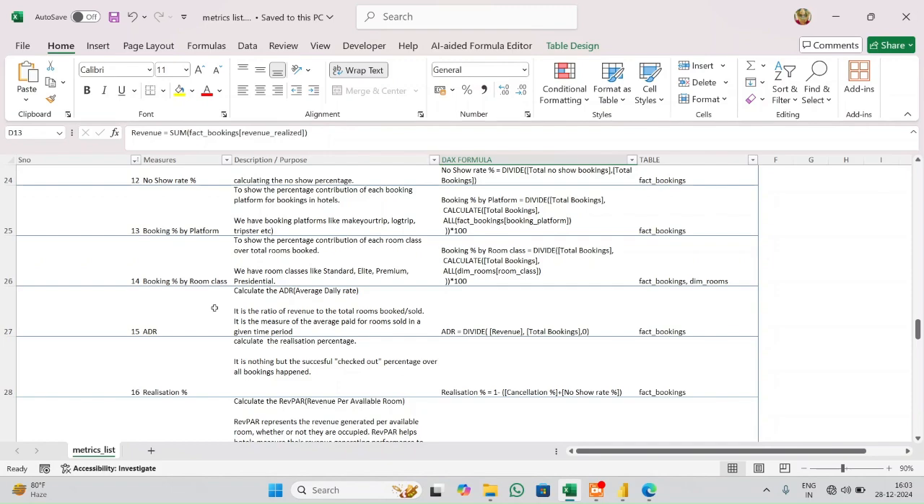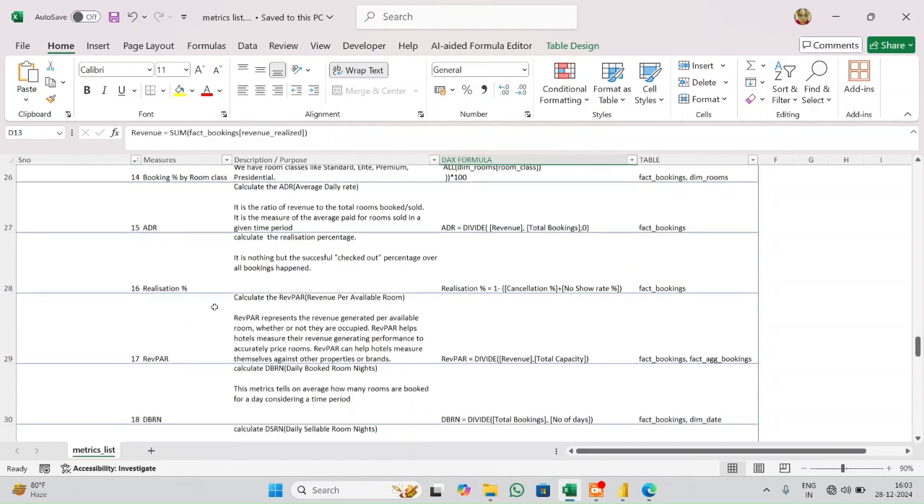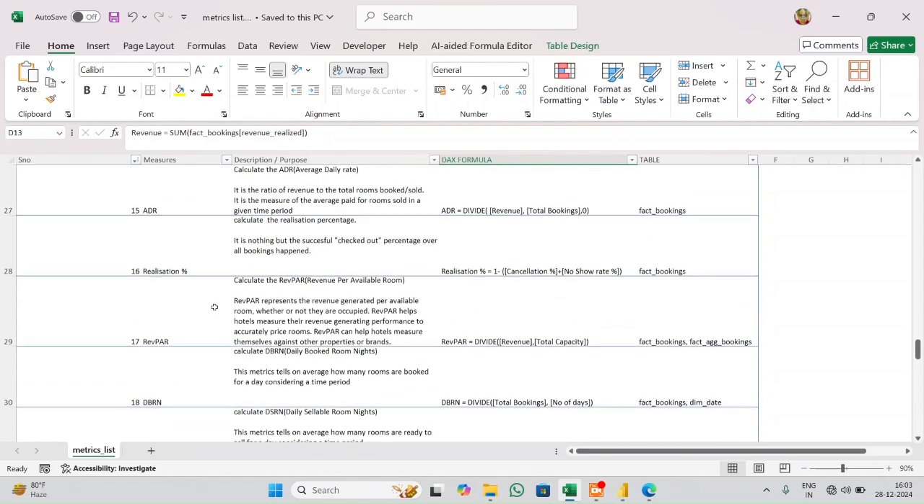ADR means average daily rate. It is a ratio of revenue to the total rooms booked or sold. Percentage realization, RevPAR. RevPAR is the main indicator in the hospitality industry. It represents the revenue generated per available room, whether or not they are occupied. RevPAR helps hotels to measure their revenue generating performance to accurately price rooms.